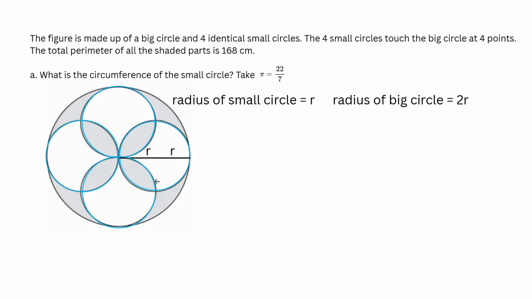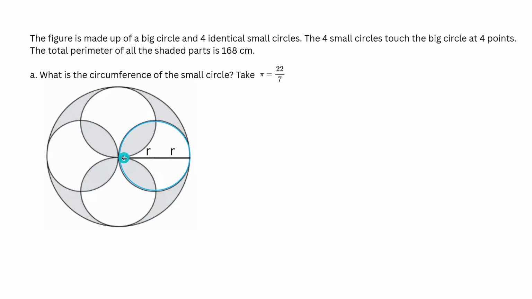Now let's take a look at this line here, because the given information is about the total perimeter of all the shaded parts. So if I look at the shaded perimeter of this shaded part, it is this and this.